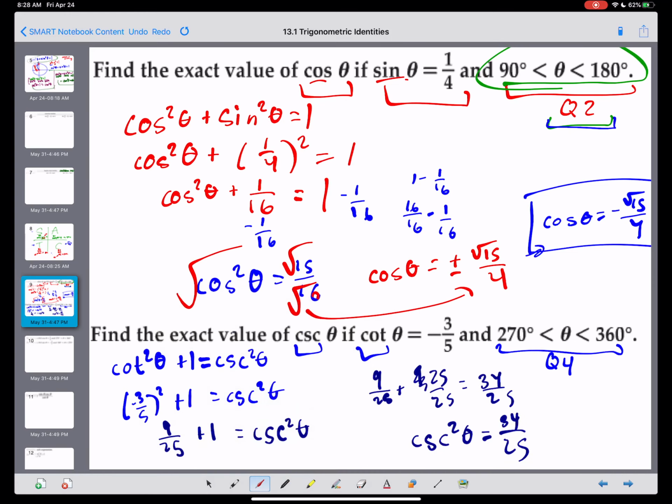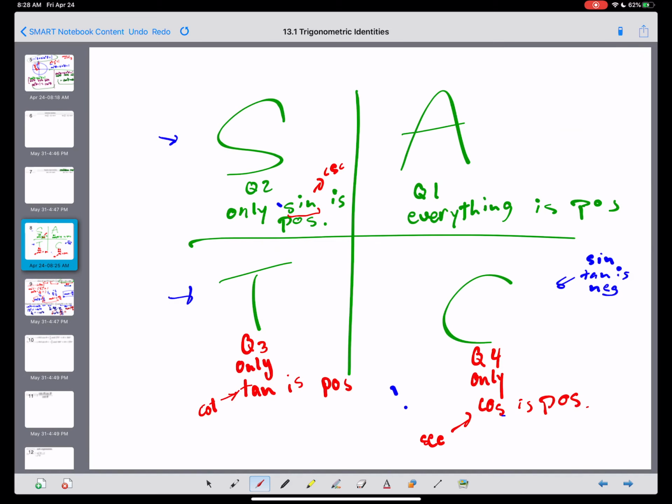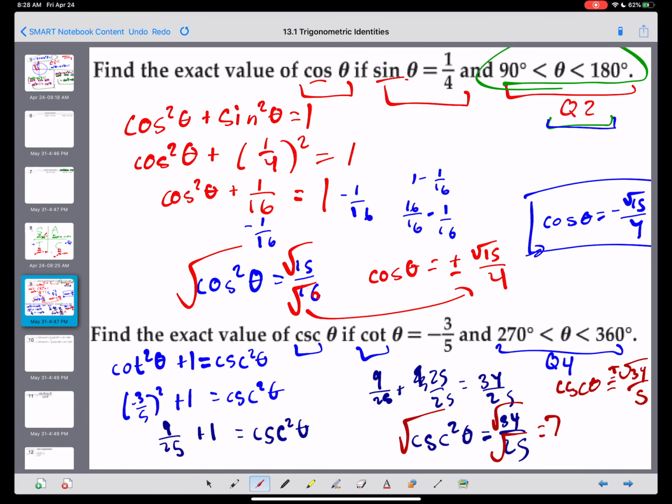I want to square root both sides. So I get cosecant theta is equal to square root of 34 over 5 plus or minus. Now you have to figure out, should it be positive or negative, right? Well, if I'm in quadrant 4, I know in quadrant 4 cosine is positive, because cosecant goes with sine. So sine is positive in quadrant 2, but we're in quadrant 4. That means that cosecant should be negative. And that's my final answer there. It's negative because I'm in quadrant 4.